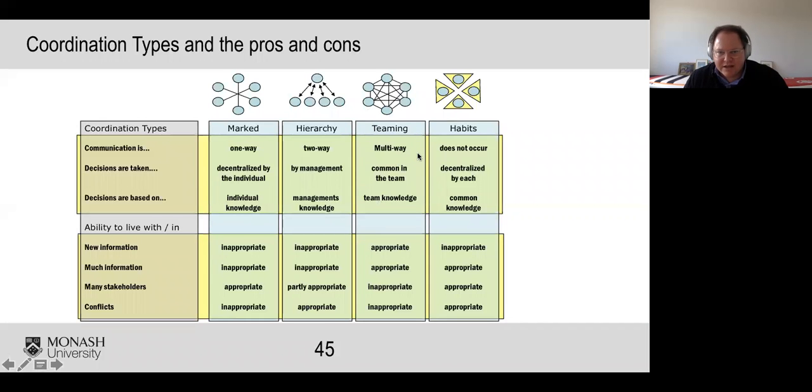Then in teaming, you have of course multiple ways, arguably, and decisions are taken commonly in a team. Decisions are based on team knowledge, and then new information is appropriate. Because if it's really embraced that way, it's a learning organization. New information means new insights, means you can rethink where you're at. And then much information is as well okay.